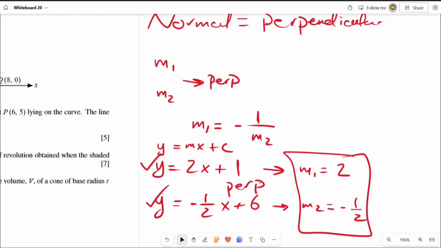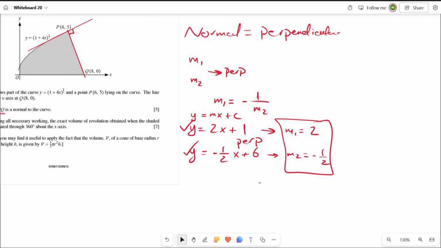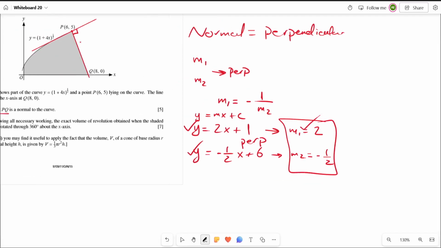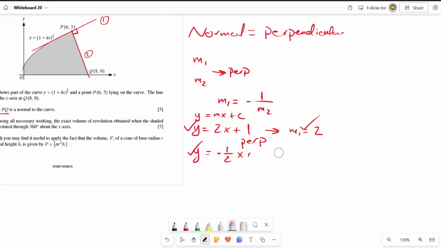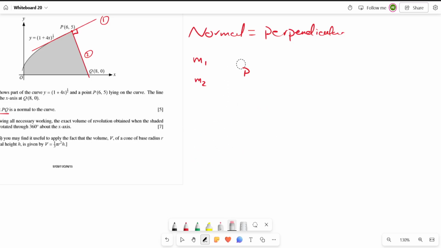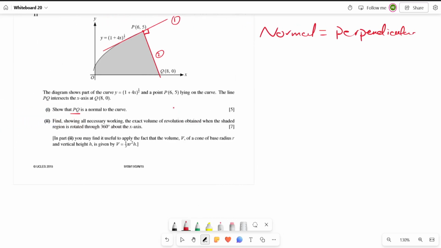So our main objective is to find the values of the slopes of these two lines. Let's call this line 1 and this line 2, and we need to show that their slopes are negative reciprocals of each other. So let's start by doing that. First of all, the easier slope to find is always PQ. It's already there, so let's start with line PQ.